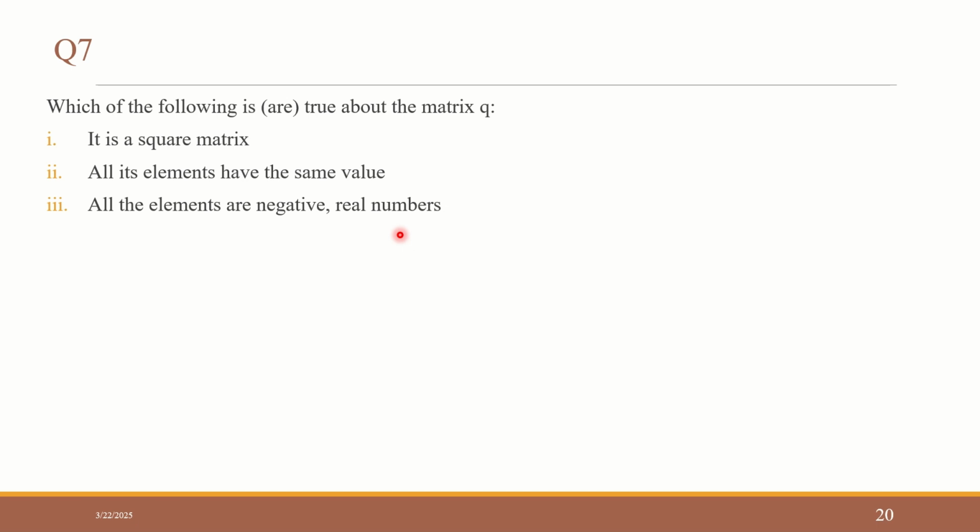Third statement, it is given all elements are negative real numbers. This is also false because these numbers are not negative. So all three statements are false. They aren't true. So we will see the options. Option A 1, option B 2, option C 3, option D none. So all the statements are false. Therefore none is the right answer. None of the above is the right answer.